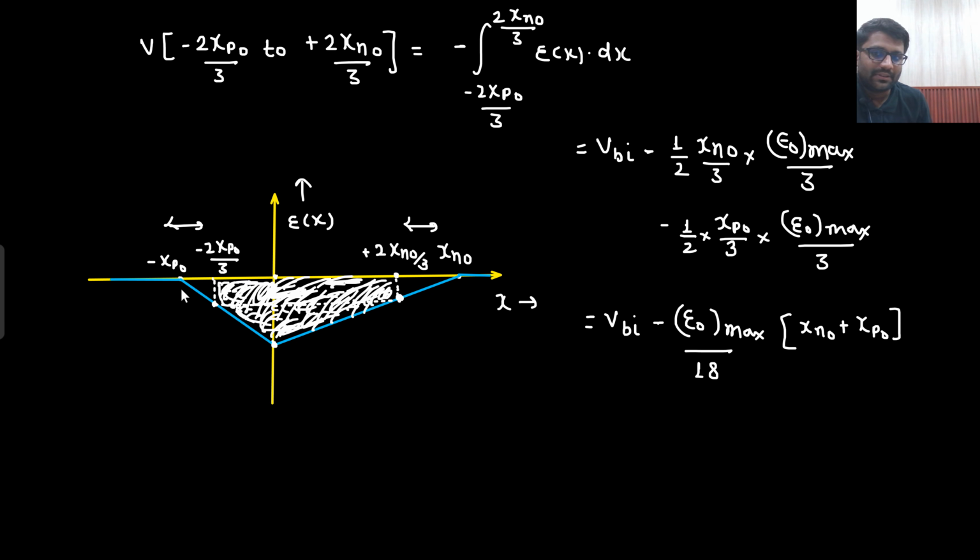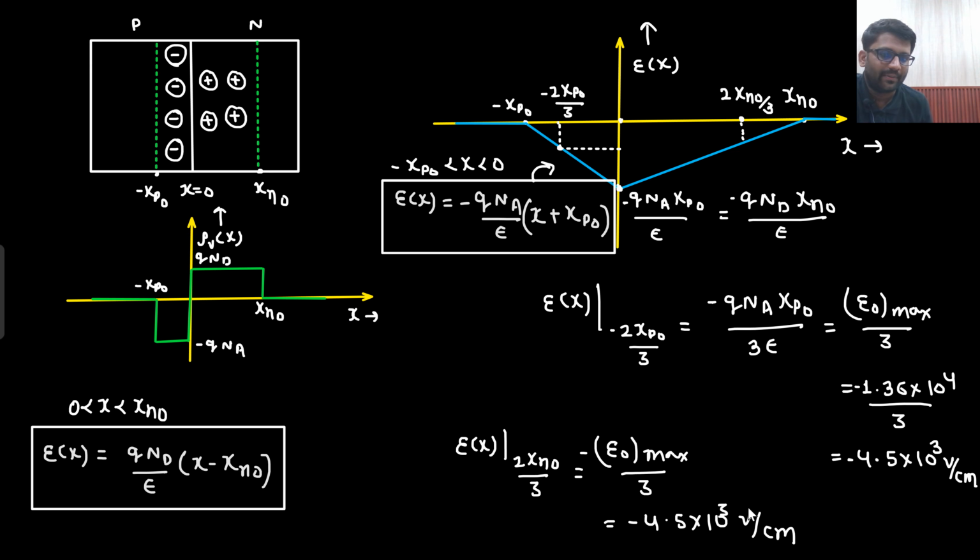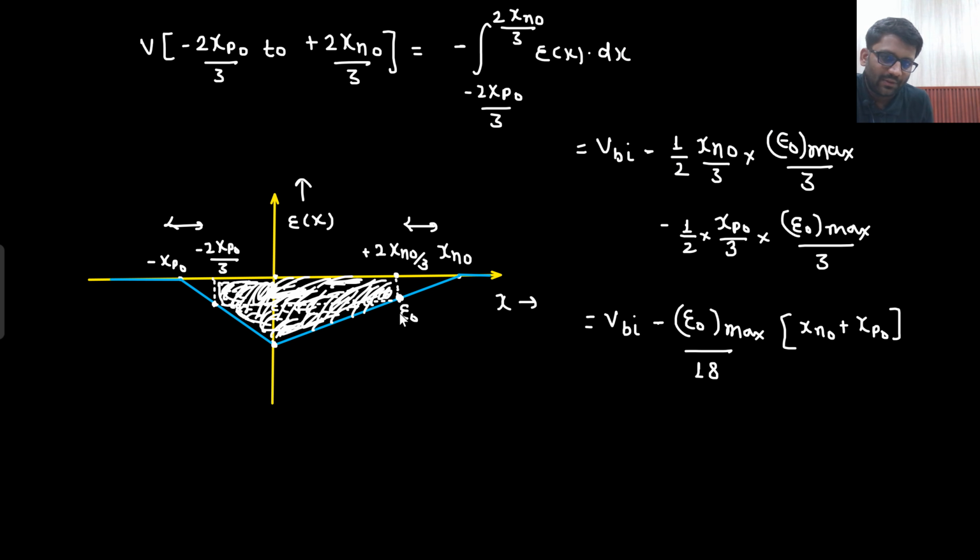V built-in minus this much area minus this much area. So half into base, what is the base? xn naught by 3 into height. What is the height? E naught max divided by 3. This particular height was E naught max divided by 3, and this particular height was also E naught max divided by 3 only. So what are you getting? V built-in minus E naught max by 18 times xn naught plus xp naught, and what would xn naught plus xp naught become? W only. So can I write it down in this manner?